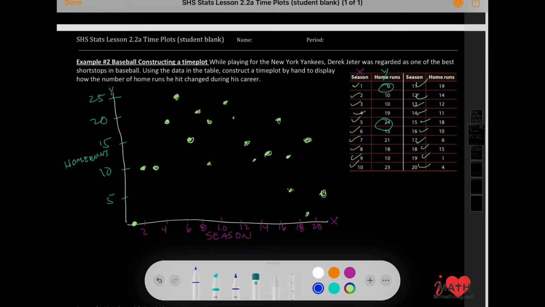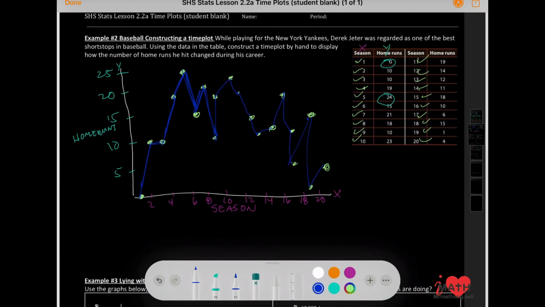Okay. Lastly, we're going to connect the points. We're going to start at season 1, where we had 0 home runs, and draw line segments until we finish. So we'll go left to right. There's my start. And that's our time plot.